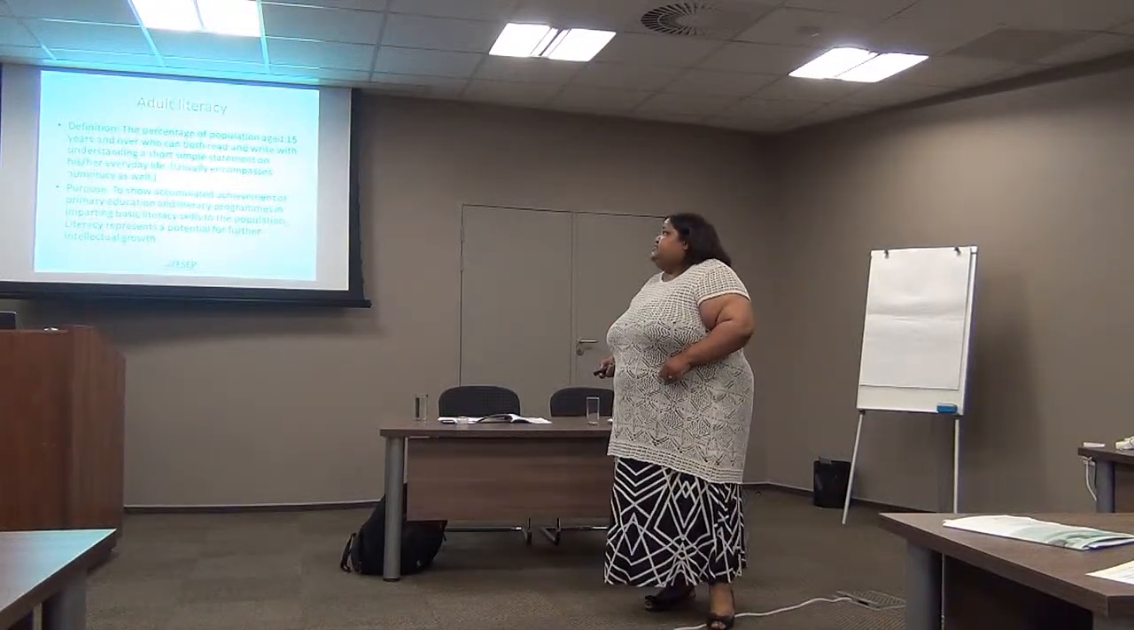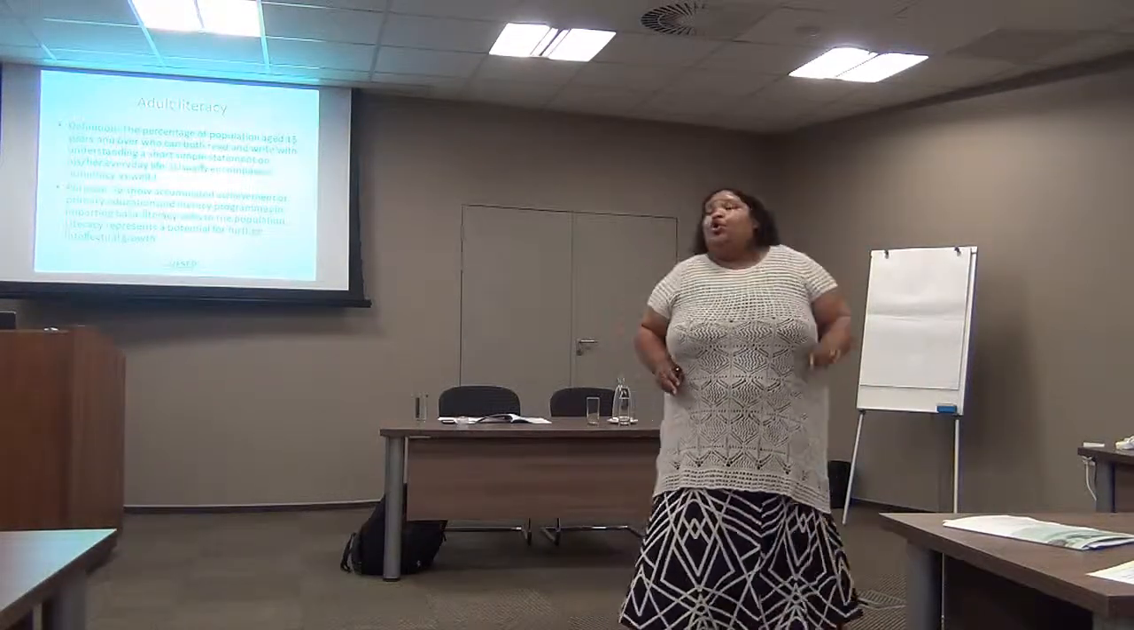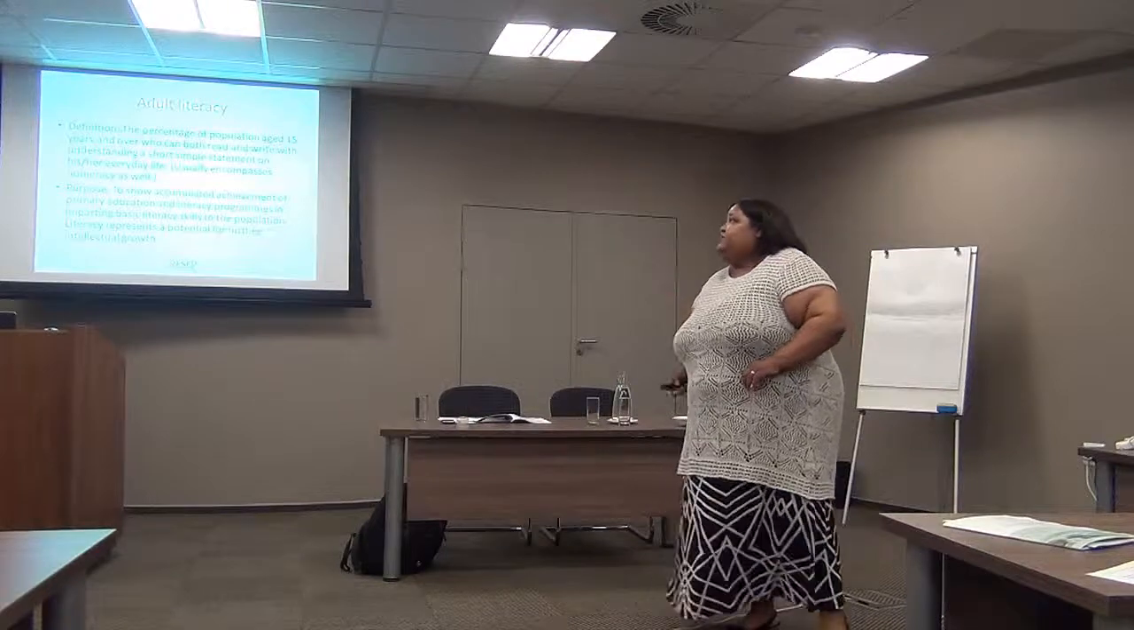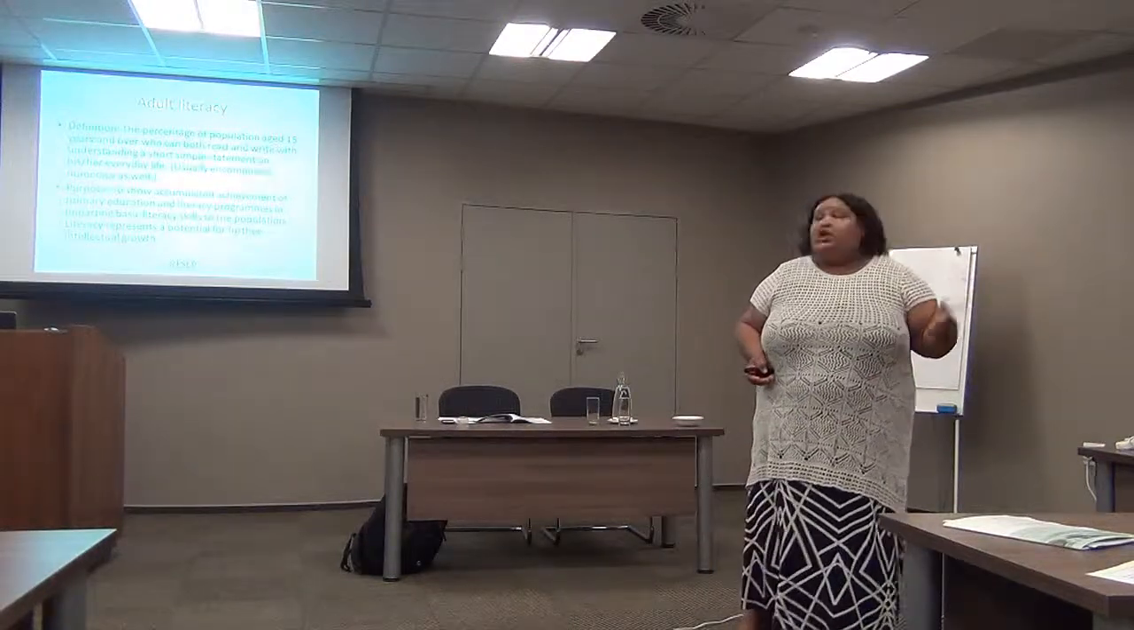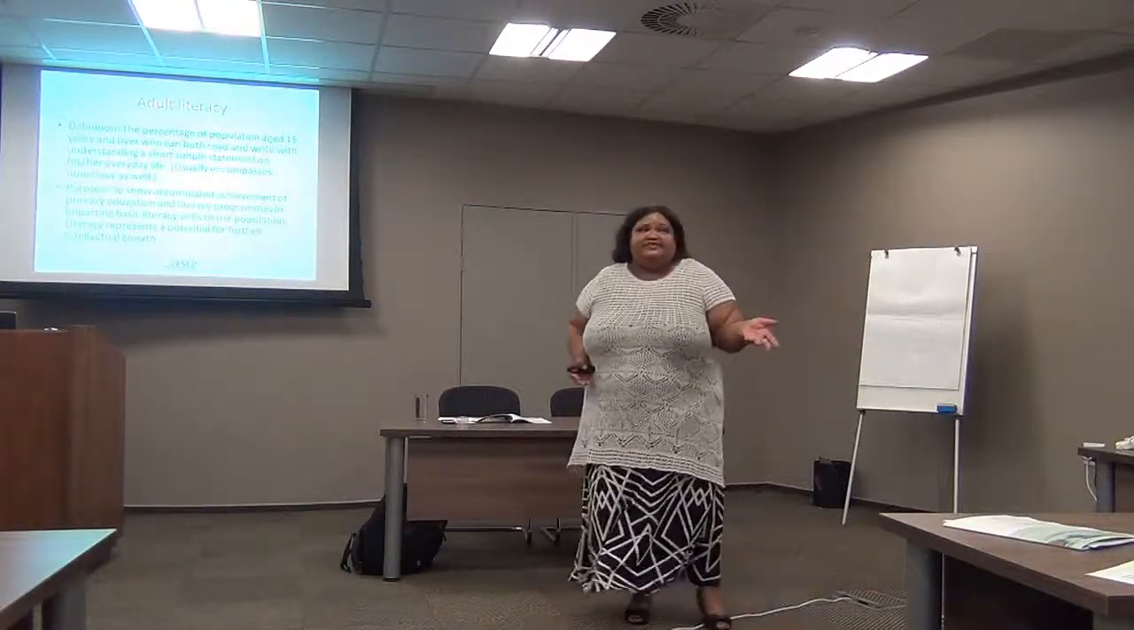So adult literacy looks at the percentage of the population aged 15 years or older who can both read and write with understanding a short, simple statement on his or her everyday life. And numeracy is normally associated with this. They assume a level of numeracy as well.